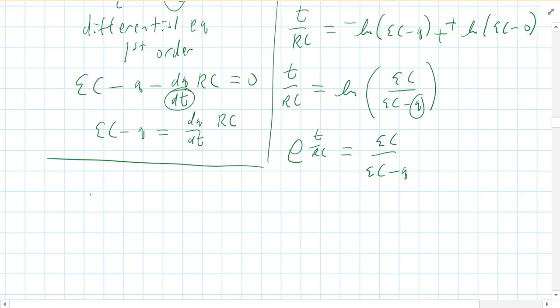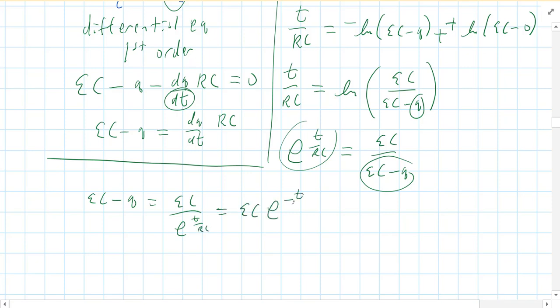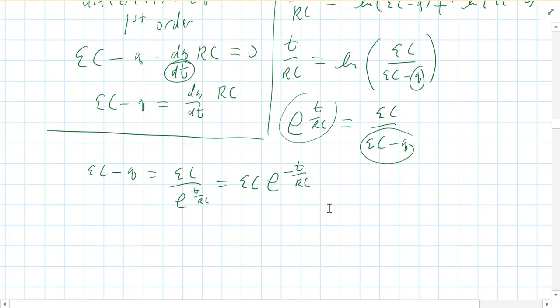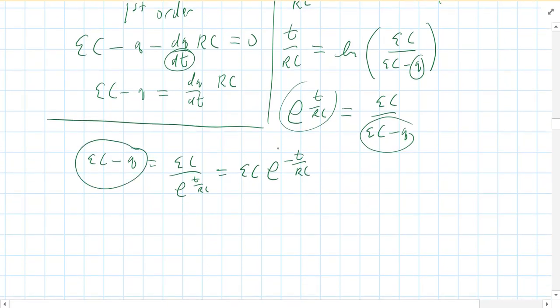So you end up with EC minus Q. I'm going to move this to the left side. I'm going to move this to the right side. So you get EC over e to the t over RC, which becomes EC times e to the negative t over RC, if you get rid of that fraction there. So we've got this equals this.